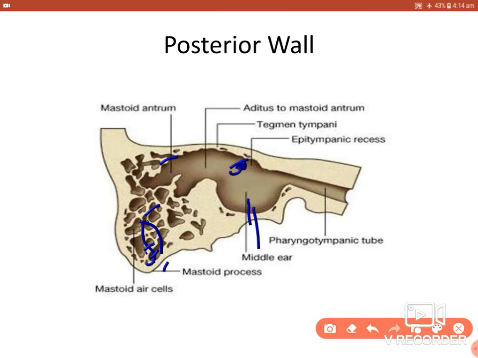This is the mastoid antrum here, an air-filled space. Then this is the aditus to the mastoid antrum. This mastoid antrum communicates posteriorly with the mastoid air cells and anteriorly with the epitympanic recess through this aditus, or entrance. The mastoid antrum acts as a buffer system, which releases air into the tympanic cavity when the pressure is too low.